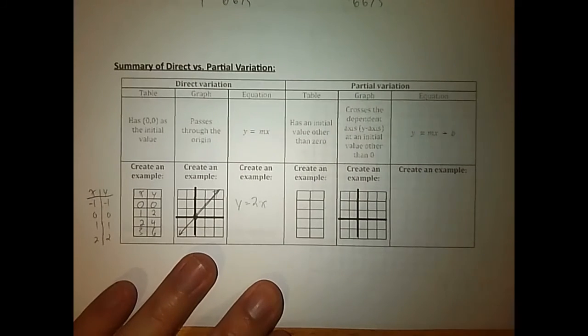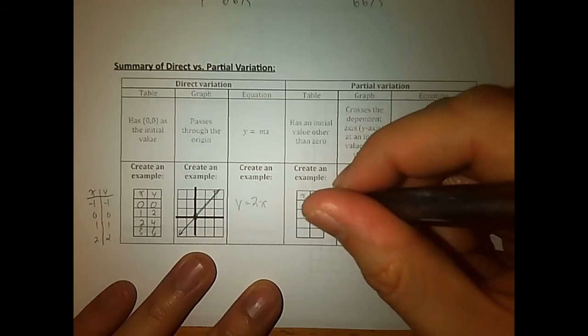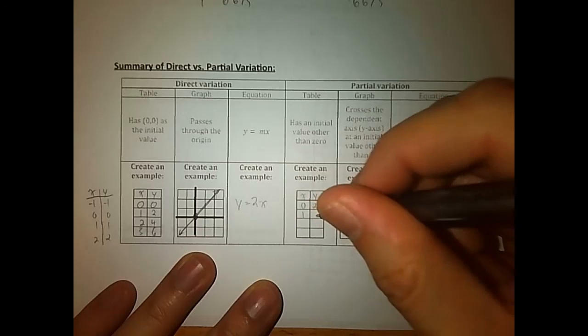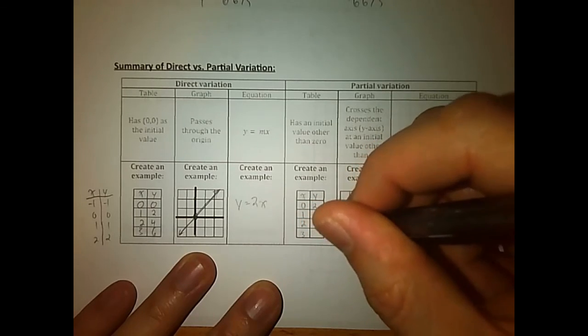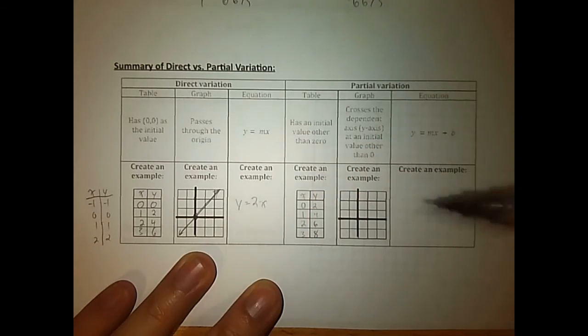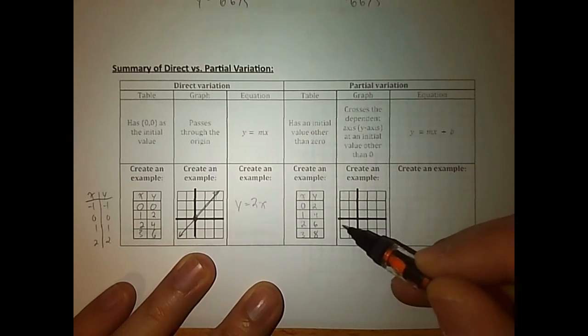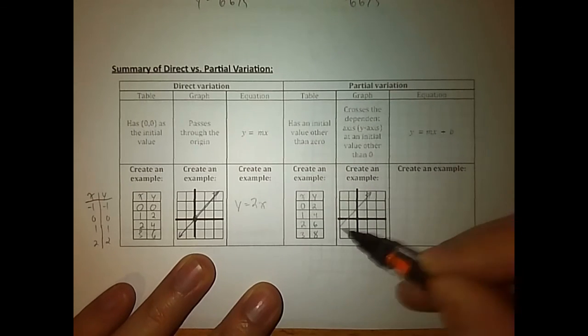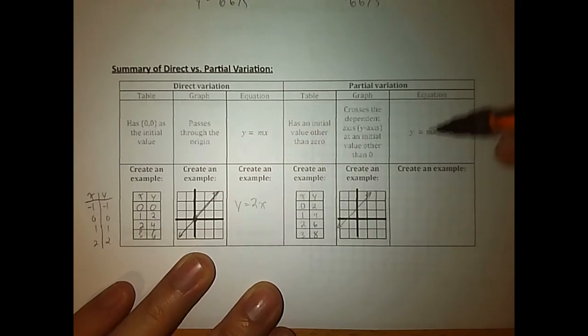For partial variation, it starts at something besides 0, 0. So it could be like 0, 2, then 1, 4, 2, 6, 3, 8, 4, 10. So it's starting at something besides the origin. And on a graph, it goes anywhere besides the origin. So notice it's passing through up here, not through the origin. Then our equation is in the form of y equals mx plus b. So as an example, y is equal to 4x plus 10.